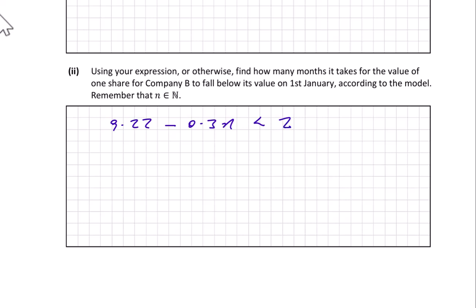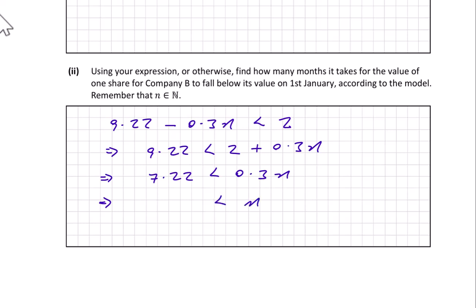So first thing I'll do is maybe take the 0.3 n and bring it over to the other side. So I'm going to add 0.3 n to both sides. So that's 9.22 is less than 2 plus 0.3 n. The next thing I'll do is I'll get rid of that 2 on the right hand side. So I'll subtract 2 from both sides. So that's 7.22 on the left hand side, and it's just 0.3 n on the right hand side. Next thing I'm going to do is divide by 0.3 because the 0.3 is multiplied by the n. That'll get rid of it. I'll end up with 7.22 divided by 0.3, and that's 24.06 repeated. So our answer is 25 months.